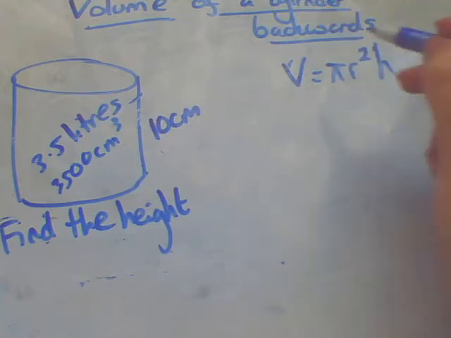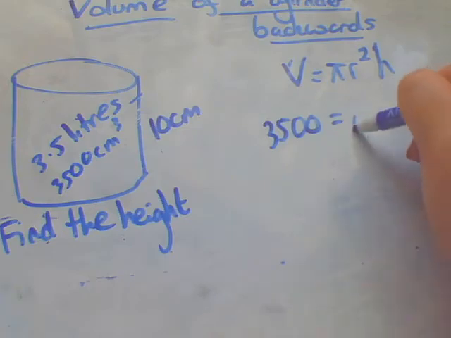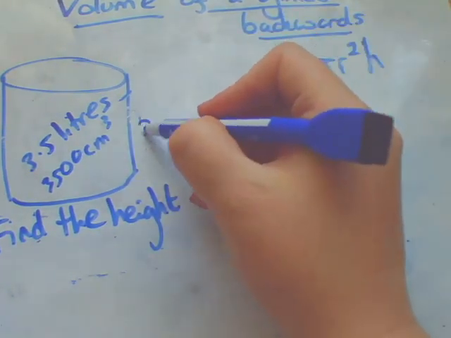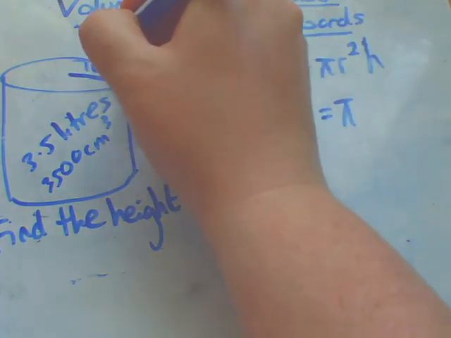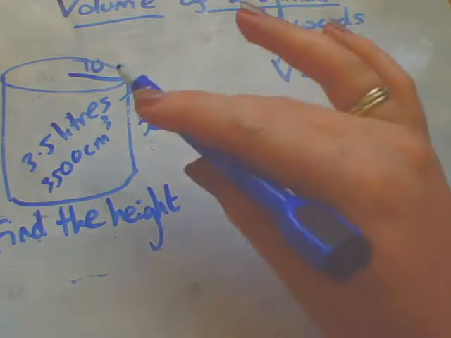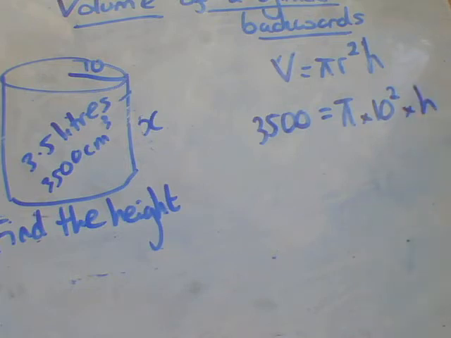So we know the volume is 3,500. I know pi. Oops, I've just realised I've labelled that wrong. That should have been x and that should have been 10. My apologies. Okay, we're then going to do the radius as 10. Okay, so 10 squared. And I don't know what the height is.